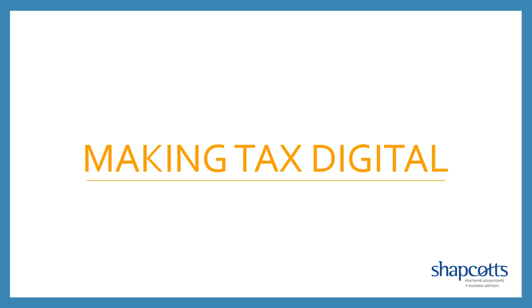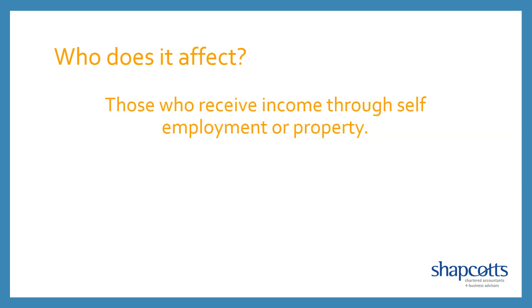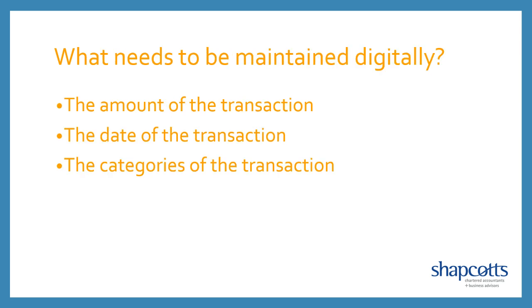There's not going to be any changes to the underlying rules. They're looking at keeping everything the same. So that means that the detail won't change and the same filing deadlines will still apply. It's going to affect those who receive income through self-employment or property, which is why I'm telling you about it. What we'll need recording is the amount of the transaction, the date, and the categorization of the transaction. So it's not really the most complicated of data.